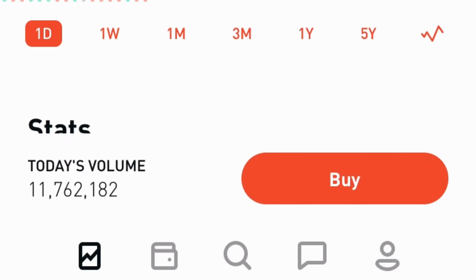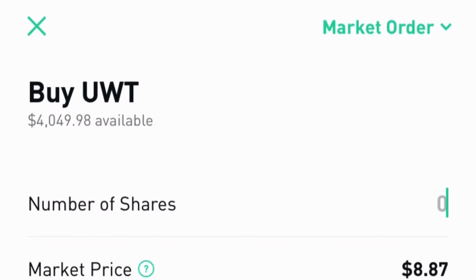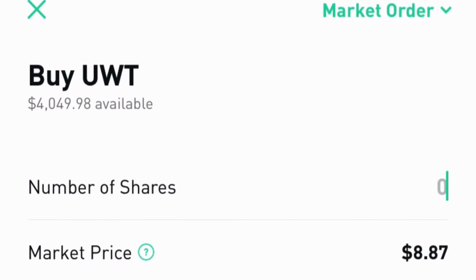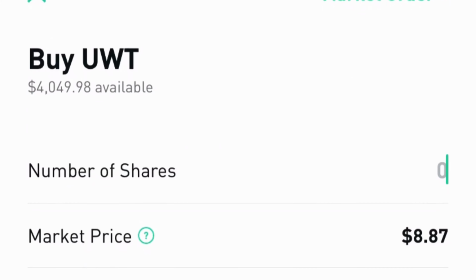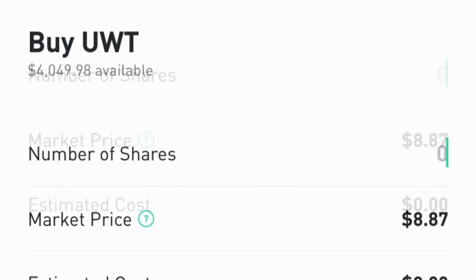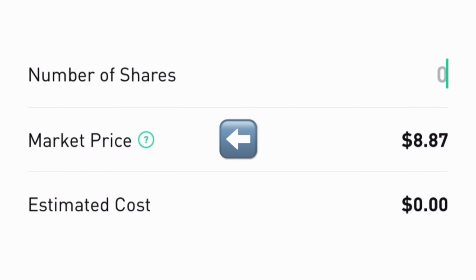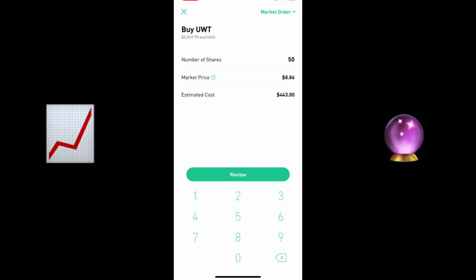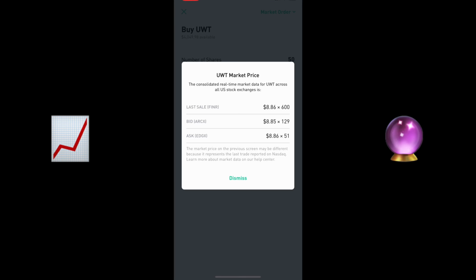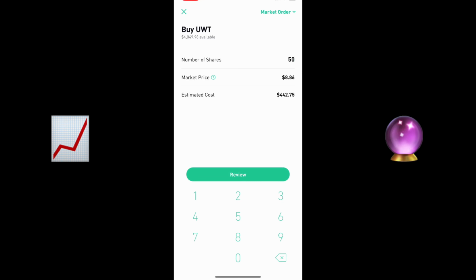To buy stock, click on the buy button in the bottom right-hand corner. Then when this screen pops up, you'll enter your quantity of shares as well as the price per share you're willing to pay. I suggest you always click on the question mark next to the market price to see the bids and asks for this stock. The bids are the buyers and the asks are the sellers. You can see the current price per share is $8.86.